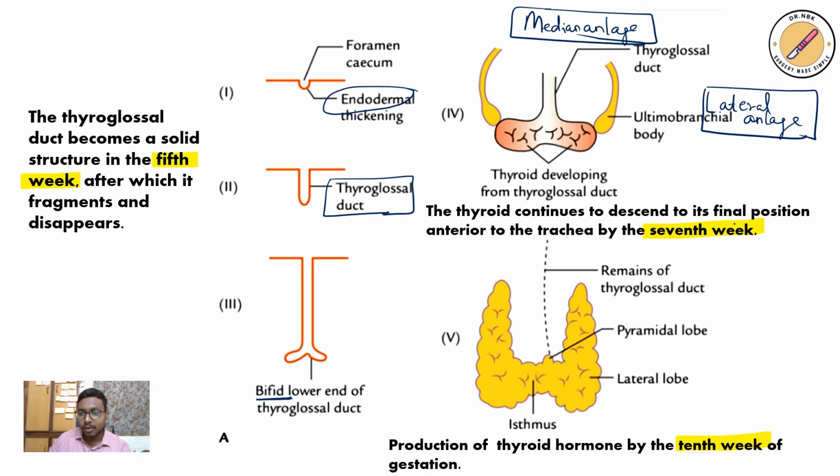So the thyroid will continue to descend to its final position anterior to the trachea by 7th week of gestation. Then by around 10th week of gestation, the thyroid follicular cells are fully functional and they start producing thyroid hormone. That is why I told you thyroid gland is the first endocrine gland which will start functioning in fetal life.